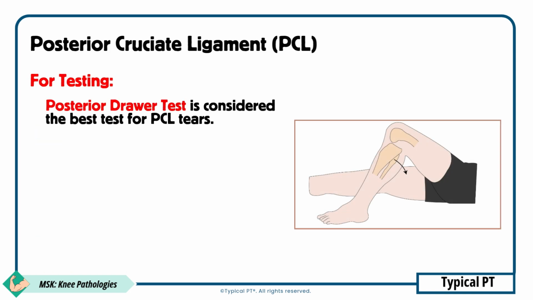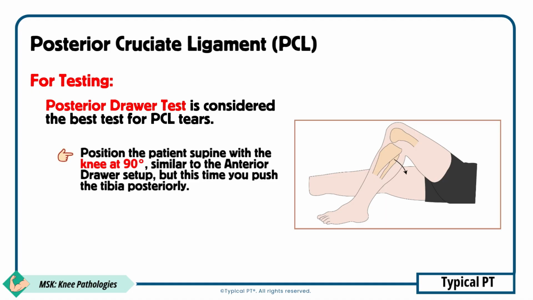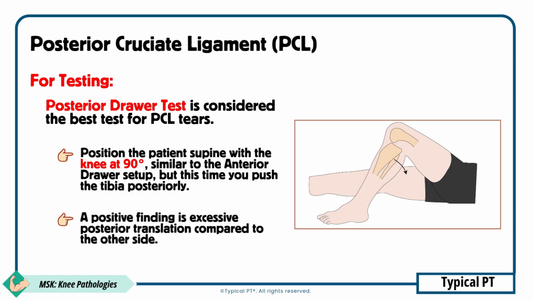For testing, the posterior drawer test is considered the best test for PCL tears. Position the patient supine with the knee at 90 degrees, similar to the anterior drawer setup, but this time you push the tibia posteriorly. A positive finding is excessive posterior translation compared to the other side.